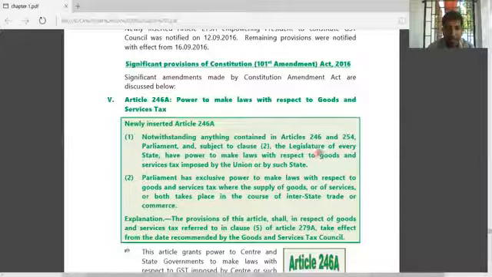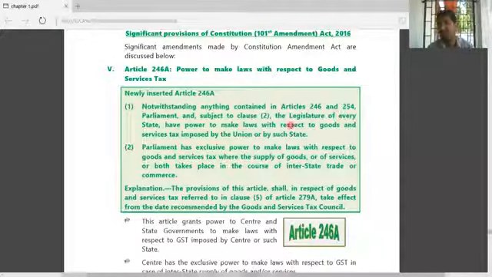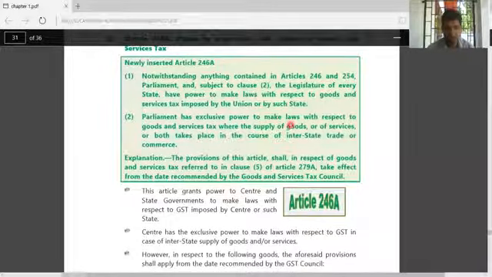So under 246A, who can make law corresponding to GST? Notwithstanding anything contained in 246, the legislature of every state has the power to make law with respect to GST imposed by the Union or such state. The Parliament has the power to make law with respect to GST where supply of goods or services takes place in the course of interstate trade or commerce. So in case of interstate trade or commerce, Parliament can make the law, and in case of intrastate supplies, within the state limit, the state government can enumerate the matters. It is Article 246A. So both the central government and state government have been given the power to frame rules.